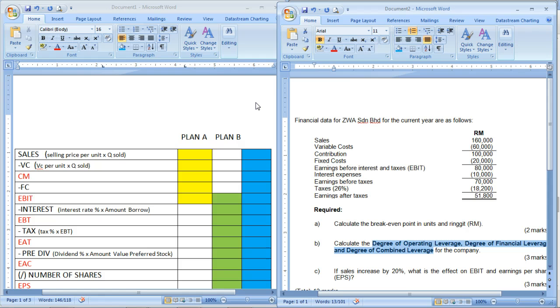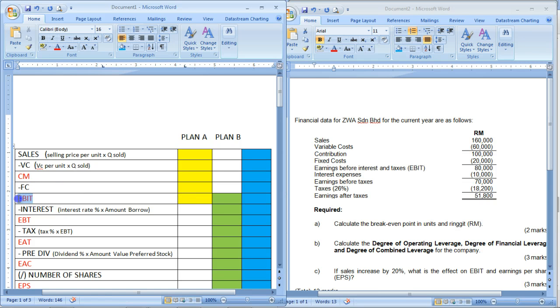Alright, just to inform you, what is DOL? Just as a refresher, if I taught in class before this, what is degree of operating leverage? You want to see the impact. Refer to the yellow color. We want to see the impact of sales towards EBIT. It means that when sales increase 10%, what happened to your EBIT? Is it necessarily that when sales increase 10%, EBIT will also increase 10%? No. Why? Because of how we control our costs here, our variable costs and our fixed costs. So we consider that we want to measure our business risk, how we control our operation costs.